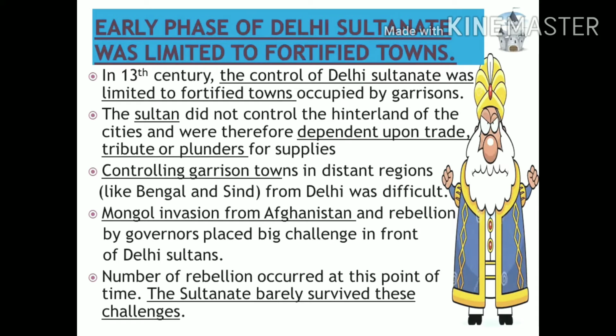Apart from all this, Mongol invasion from Afghanistan placed a big challenge. Mongols belonged to Mongolia, which is a country above China, and the Mongol empire was a very big empire. They had their expansion in Afghanistan also. So from there Mongol rulers started attacking Delhi Sultans, and apart from their attacks, many times the governors of Delhi Sultans used to rebel. That is, they would rebel and claim that now they had become kings themselves.